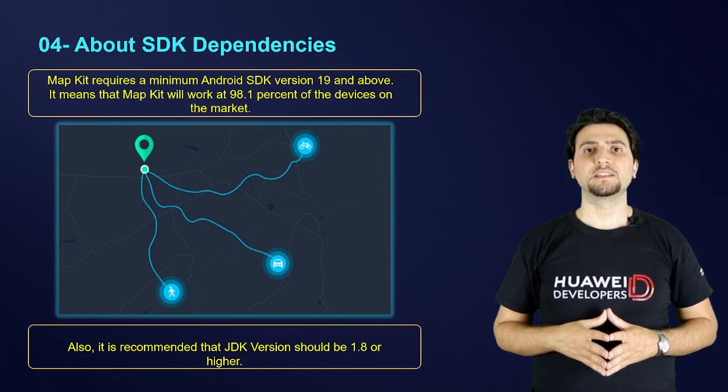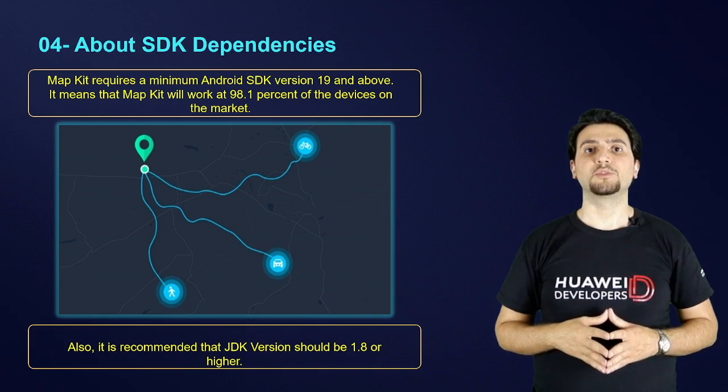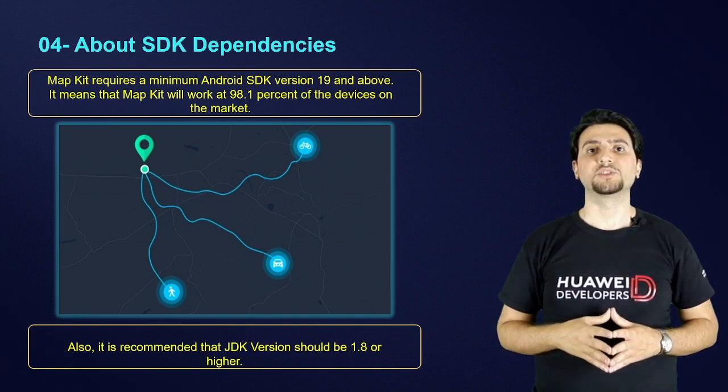About SDK dependencies. Map Kit requires a minimum Android Software Development Kit version 19 and above. It means that Map Kit will work on 98.1% of the devices on the market. Also, it is recommended that Java Development Kit version should be 1.8 or higher.